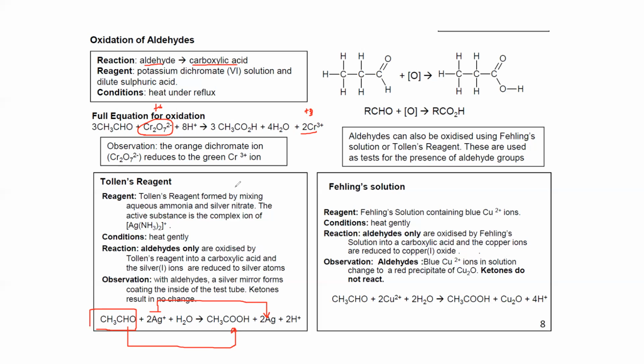So what is a Tollens reagent? It is formed by mixing ammonia with silver nitrate. So it will form a complex compound of silver, and when we add this to a compound with aldehyde, any aldehyde will oxidize to carboxylic acid and silver ion is reduced to silver atom, and it will form a silver layer, a silver metal. The second test is known as Fehling or Benedict solution.